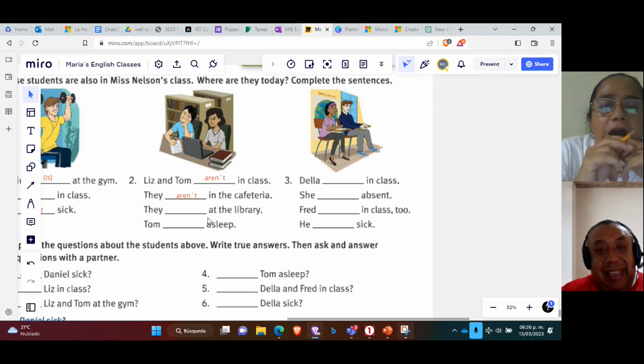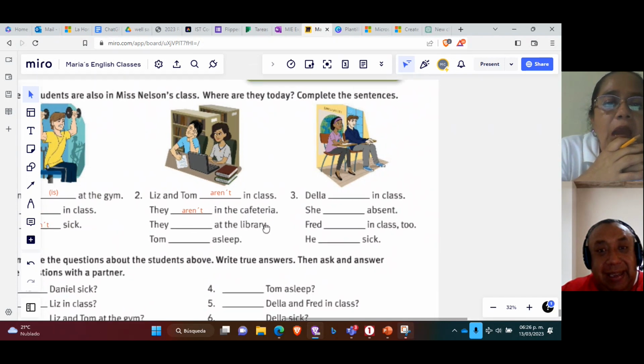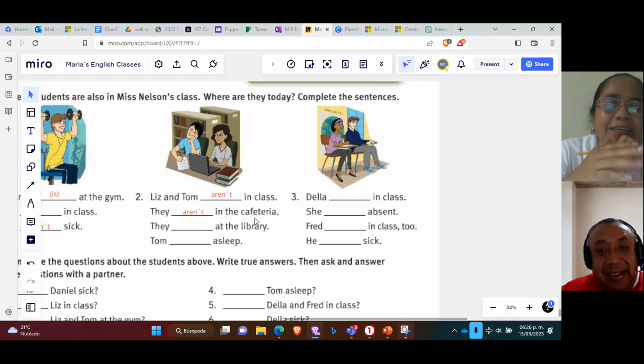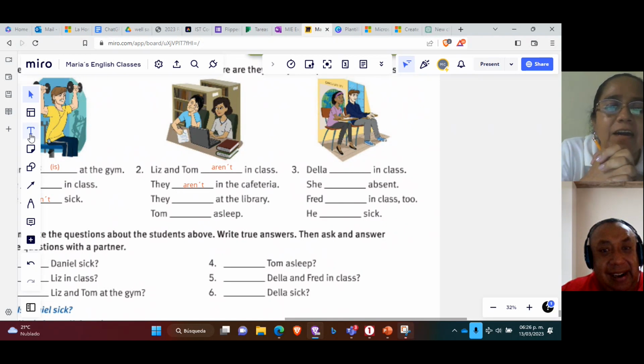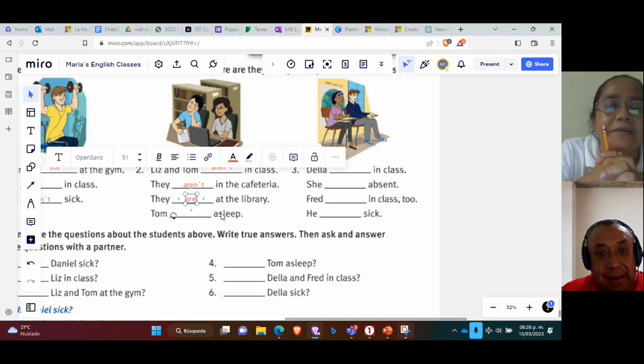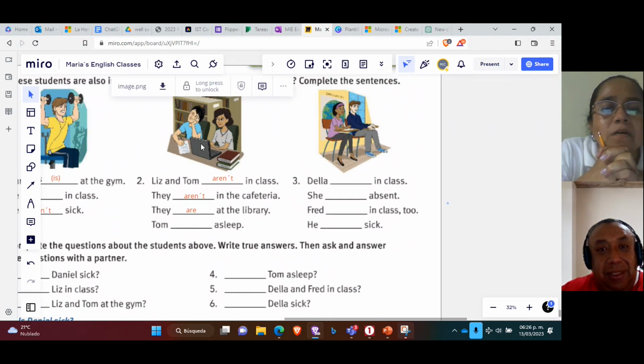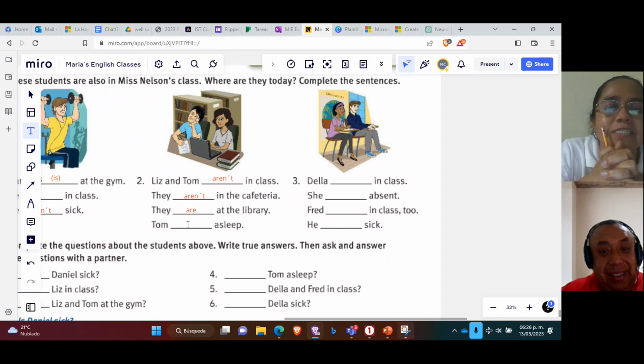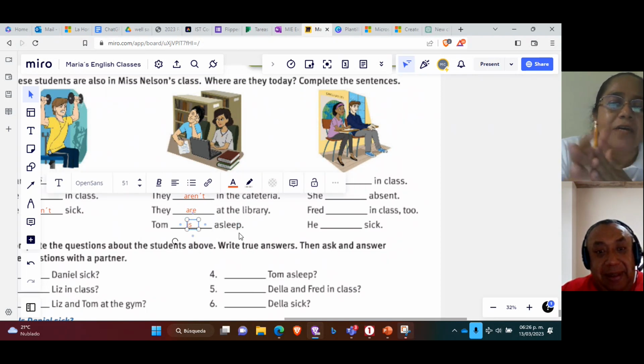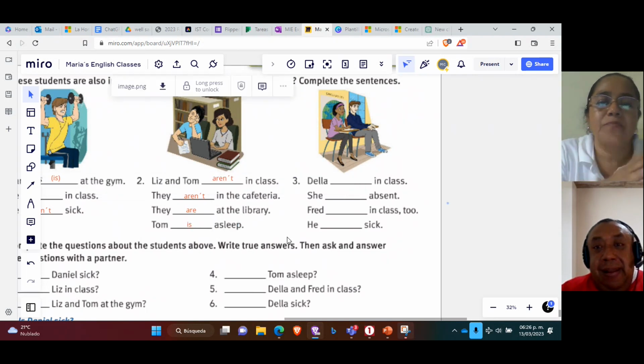No necesariamente, mire, Mari, el siguiente. Mire, ellos en la biblioteca. Y sí, ellos están en la biblioteca. They are at the library. Tom. Mire, Tom se está durmiendo. Tom is asleep, okay. Asleep.